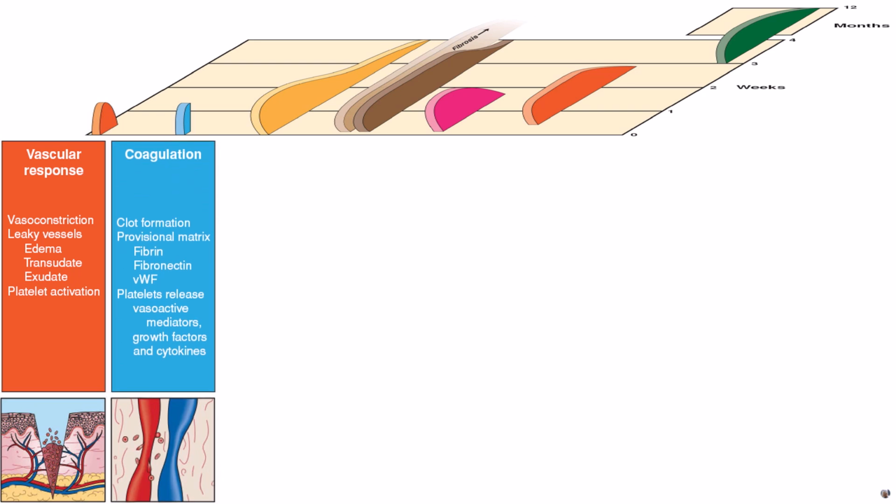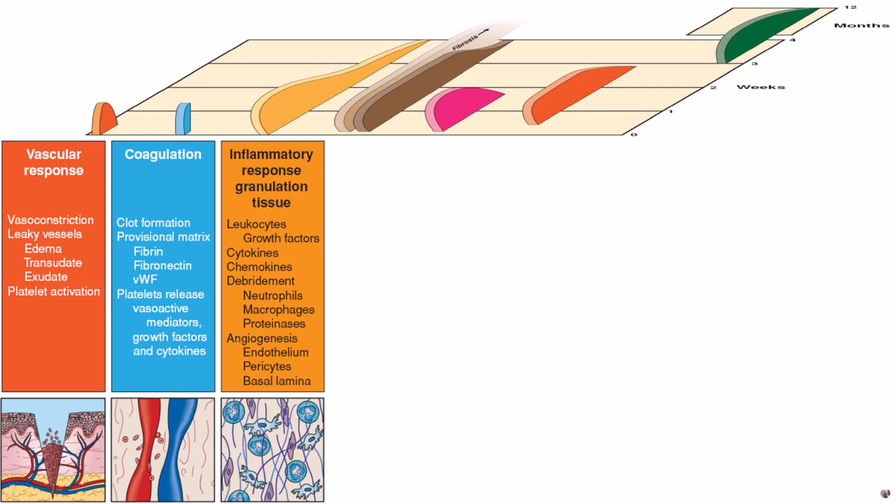Then the coagulation starts and clot formation occurs with the provisional matrix of fibrin, fibronectin, and von Willebrand factor. The platelets release vasoactive mediators, growth factors, and cytokines to recruit more repair cells. Then there is the inflammatory response with granulation tissue formation. There is recruitment of leukocytes, release of cytokines and chemokines for debridement of the bacteria and debris.